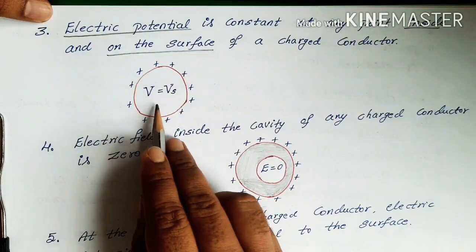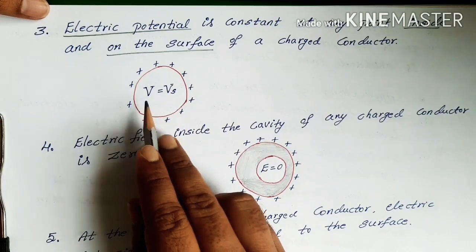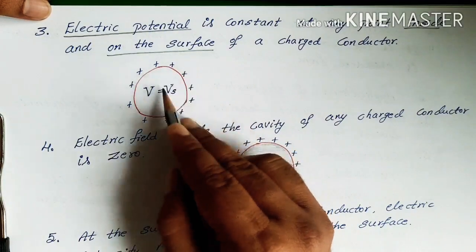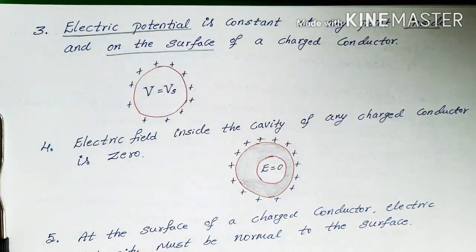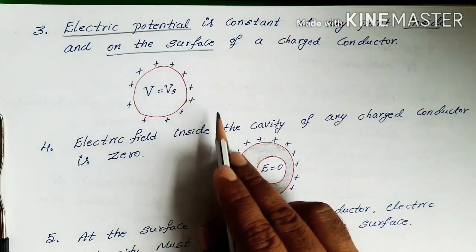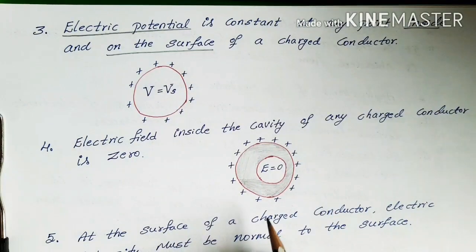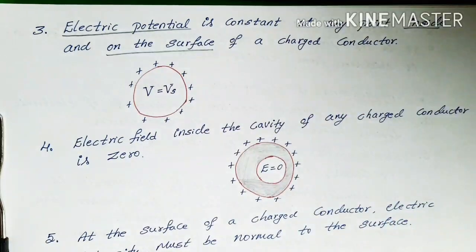We know that inside there are no charges and no electric field, but the potential inside and the potential at the surface are both equal. This is because the electric field inside the conductor is 0. Therefore, there is no potential difference between any two points inside the conductor. Hence, electric potential is constant at a point inside and on the surface of the charged conductor.